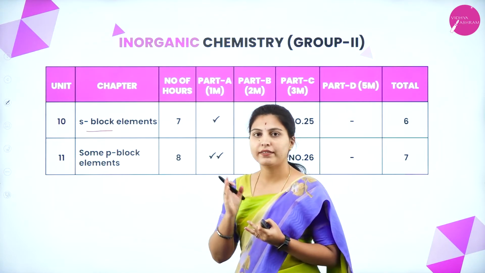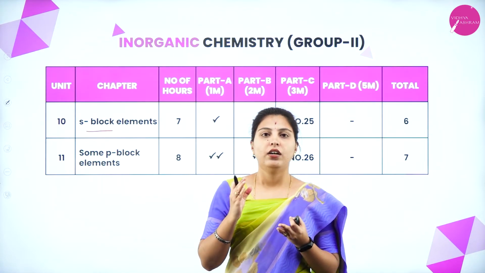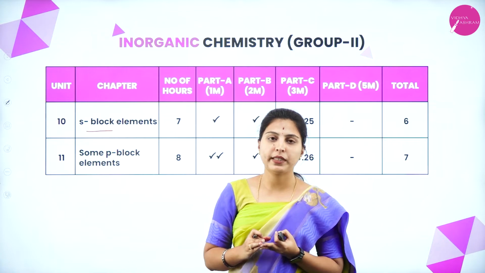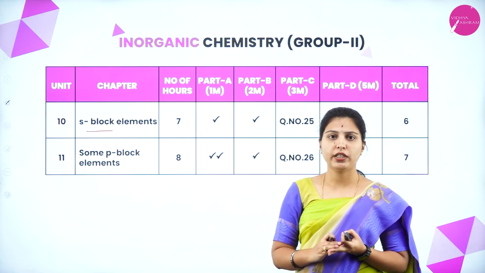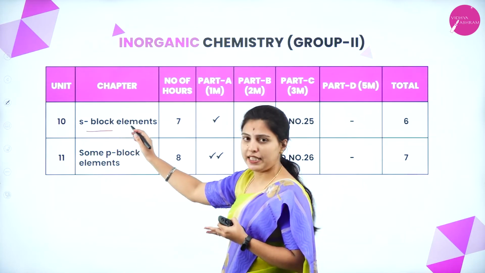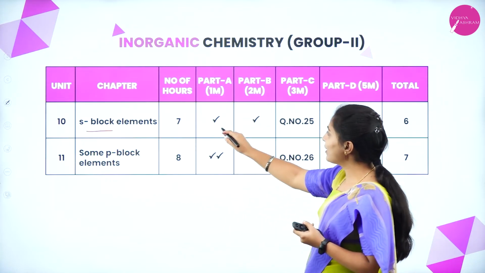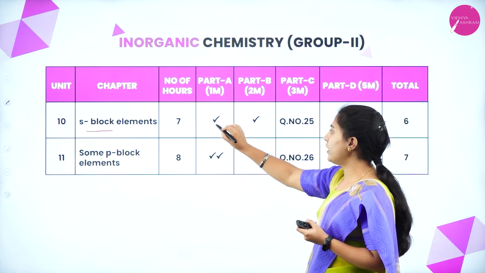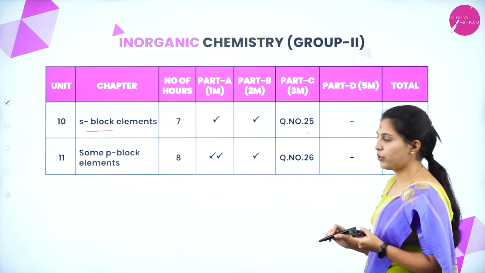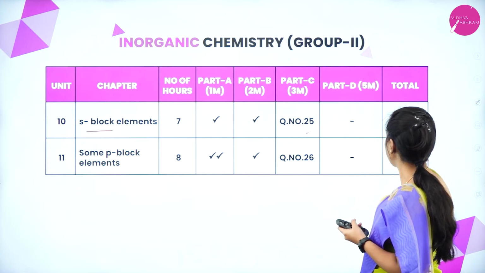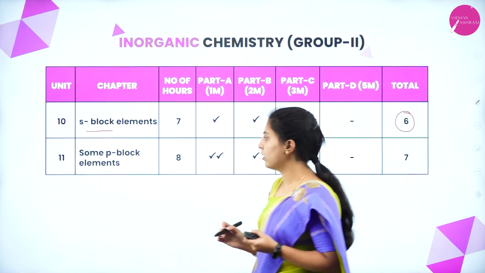What are the properties of alkali metals and what are the different kinds of properties in alkaline earth metals, like physical, chemical, electronic configuration, everything about S block elements you will read. For this chapter, you will get 1 mark 1 question, 2 mark 1 question, 3 mark 1 question. Overall, 6 marks will be allotted.